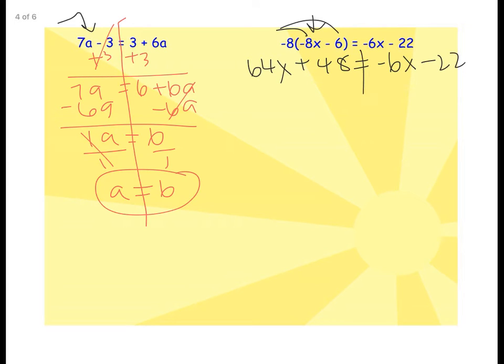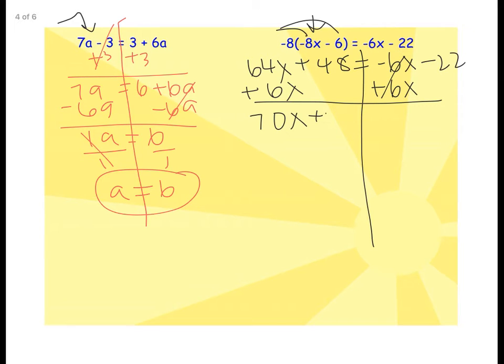Again, from here, feel free to start wherever you want. And I'm going to take care of that negative 6x. So I'm going to add it. So I get 70x plus 48 is equal to negative 22. So the x's are taken care of. I need to get those plain numbers together, so that positive 48 needs to be subtracted.